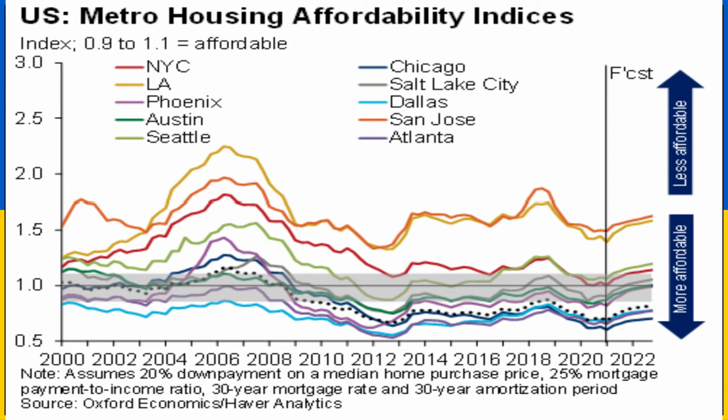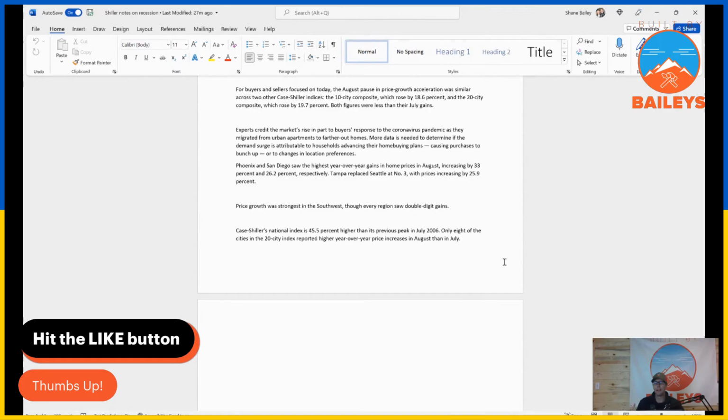Experts credit the market's rise in part to home buyers' response to the coronavirus pandemic as they migrated from urban apartments to further out homes, being that they didn't have to drive into work every day. They were working from home. People could start to choose more. There was more flexibility, at least, on where they were living. So getting out of the city is less expensive in most parts of the country. More data is needed to determine if the demand surge is attributable to households advancing from their home buying plans, causing purchases to bunch up, or to changes in location preferences, which I was just talking about.